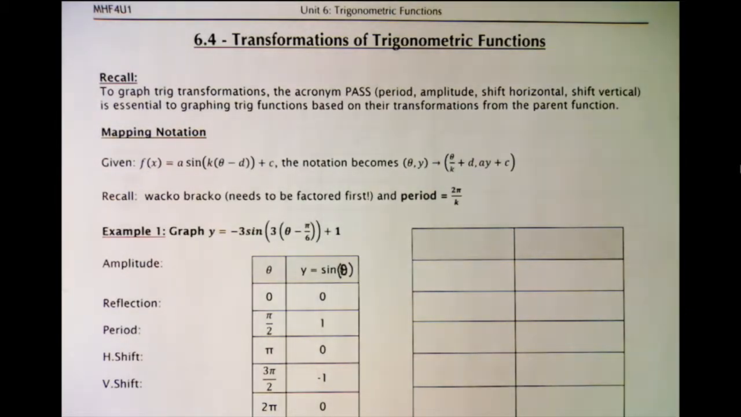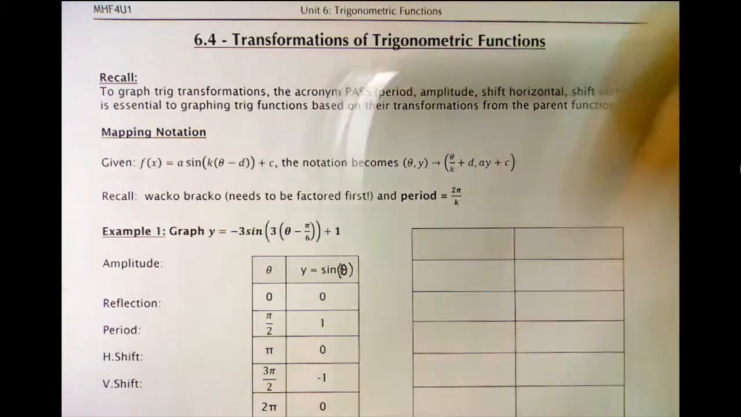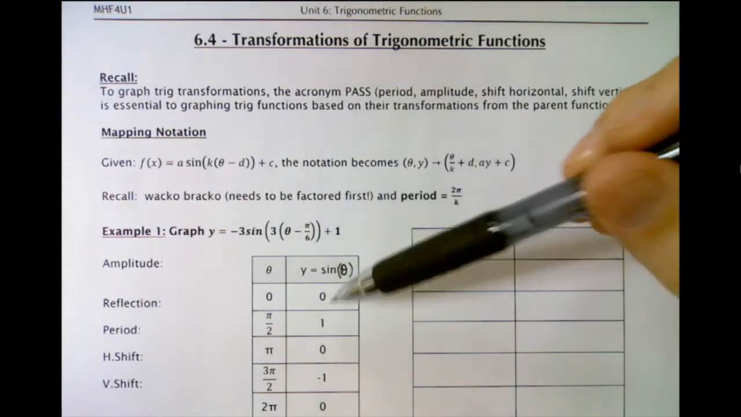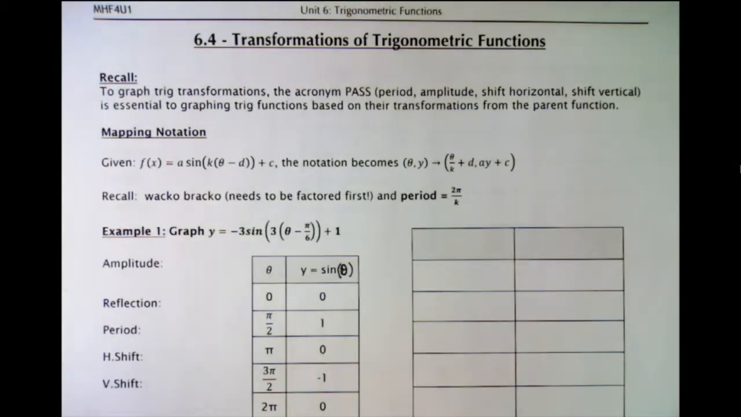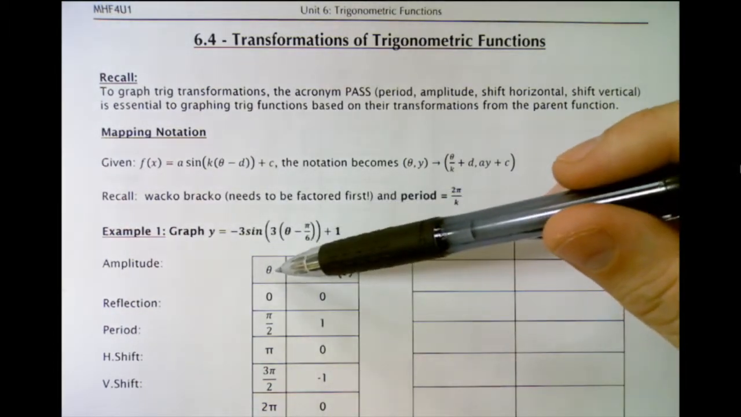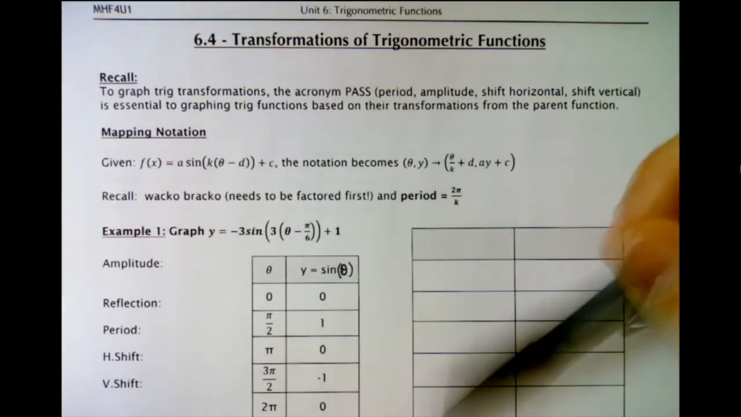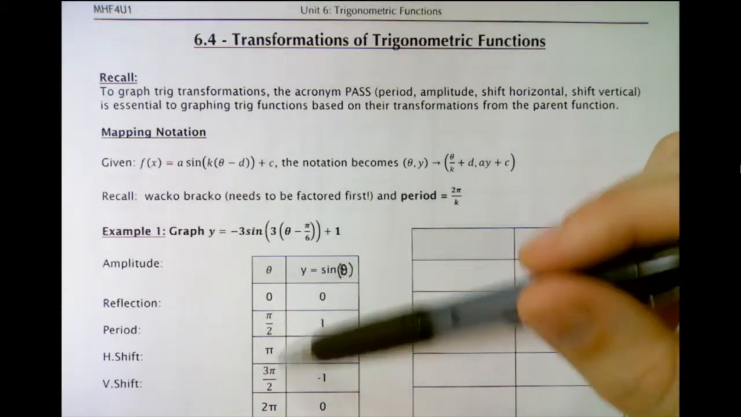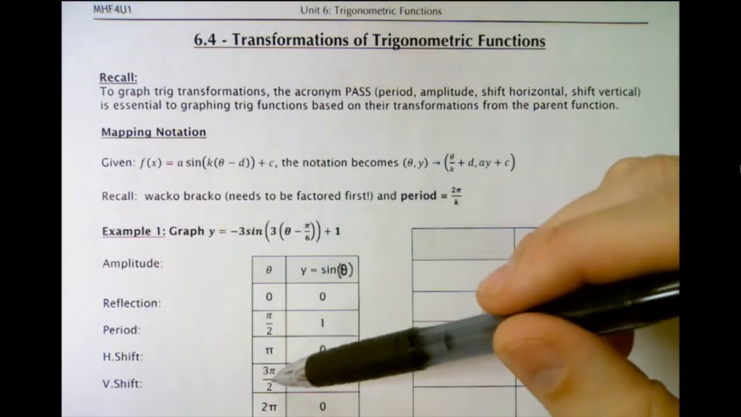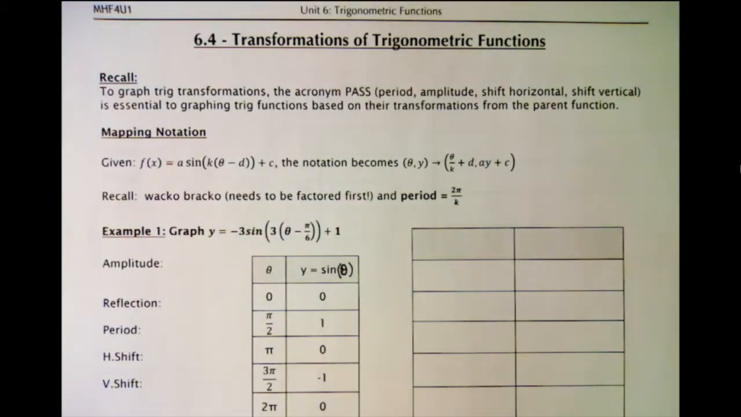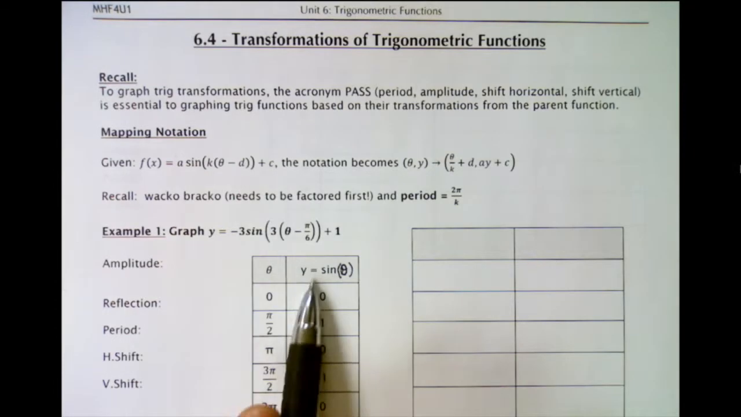So our parent function sine has these 5 key points, and the 5 key points occur when sine is at 0, its maximum 1, back to 0, -1, its minimum, and 0 again. And the angle measurements that give you those values are 0, pi over 2, pi, 3 pi over 2, and 2 pi. And if we remember them in degrees, that's 0, 90, 180, 270, and 360. So what we need to be able to do is pick out a, k, c, and d and apply them to your x and y values, or in this case, your angles theta and your y values.